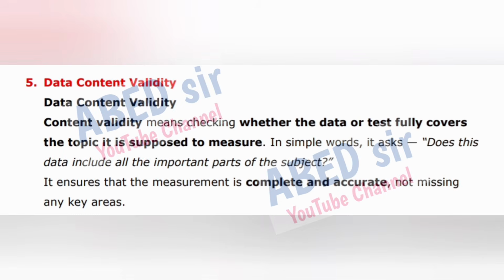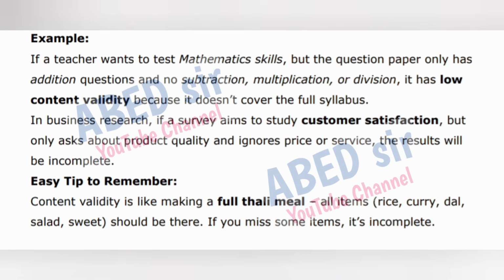Data content validity. Content validity means checking whether the data or test fully covers the topic it is supposed to measure. In simple words, it asks, does this data include all the important parts of the subject? It ensures that the measurement is complete and accurate, not missing any key areas. Example: if a teacher wants to test mathematics skills, but the question paper only has addition questions and no subtraction, multiplication, or division, it has low content validity because it doesn't cover the full syllabus.